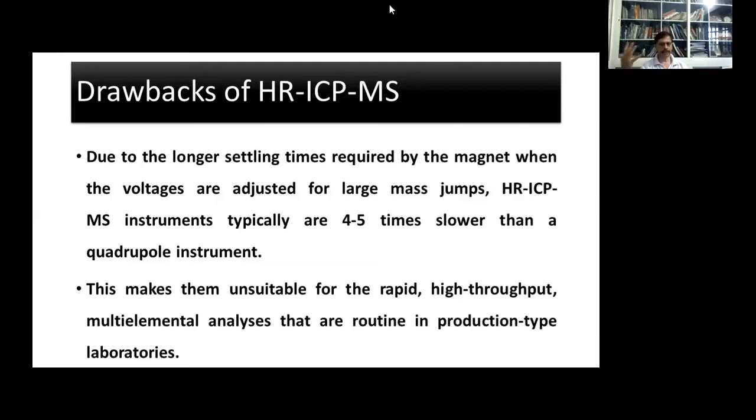In production laboratories, you will have to separate the elements, and these elements are used for manufacturing. If that is the purpose, we require the analysis to occur very quickly. If it is only for research purposes, in such a situation you can wait for a more sensitive analysis. So we require a high throughput, quick, multi-elemental analysis for production type laboratories, where HRICP-MS is not suitable and a quadrupole type of instrument is preferred.